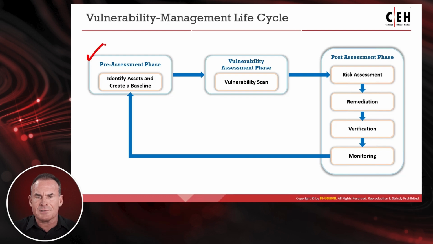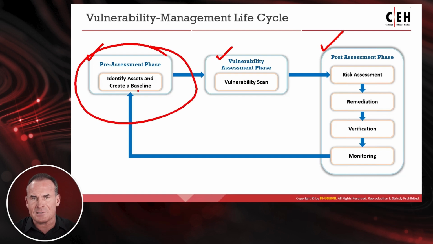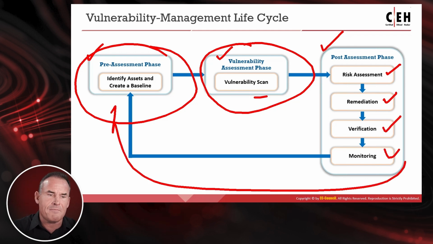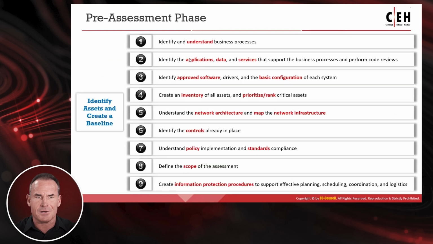So we typically break it down into three phases. You have the pre-assessment phase, the vulnerability assessment phase, and then the post-assessment phase. So pre-assessment is pretty straightforward. Identify assets to create a baseline. So that's cataloging. What do we have here? Software versions, protocol versions, and so forth. Then you run the scan, which I just showed you an example of the results of. And then the post-assessment phase is what do you do about what you discovered? Assess risk, remediate, verify, monitor, and then boom, you're right back down to the pre-assessment phase and the wheel just goes around and around and around. So it's an ongoing process, you're never finished.